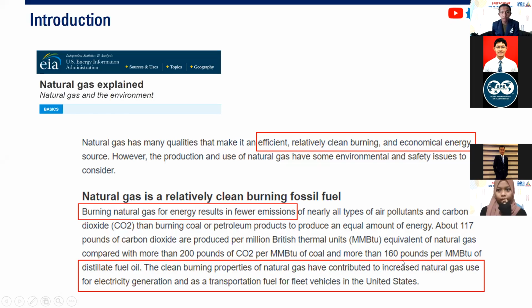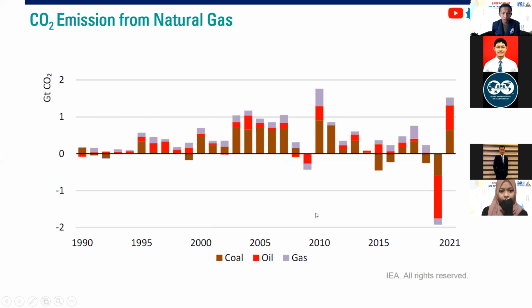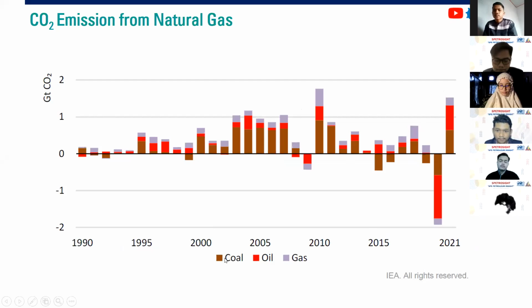So what I want to stress here is that natural gas is actually better compared to oil. This chart here, I take it from the IEA again. This is the CO2 emission from natural gas compared to that of oil and coal. We can focus on the light purple chart, and you can see that CO2 emission in gigatons coming from natural gas is significantly smaller compared to that of coal and oil.